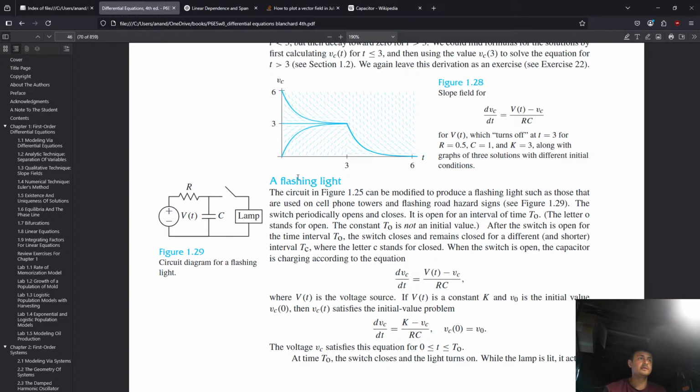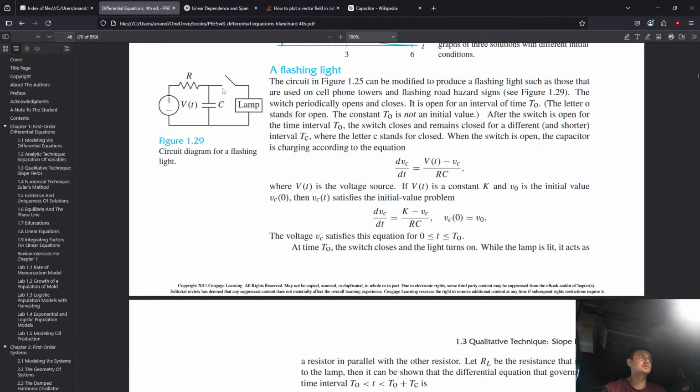Okay, let me read this. The circuit can be modified to produce a flashing light, such as those used on cell phone towers and flashing road hazard signs. The switch periodically opens and closes. It is open for an interval of time TO. The letter O stands for open. The constant TO is not an initial value. After the switch is open for the initial interval TO, the switch closes and remains closed for a different and shorter interval TC, where the letter C stands for closed. When the switch is open, the capacitor is charging according to the equation.